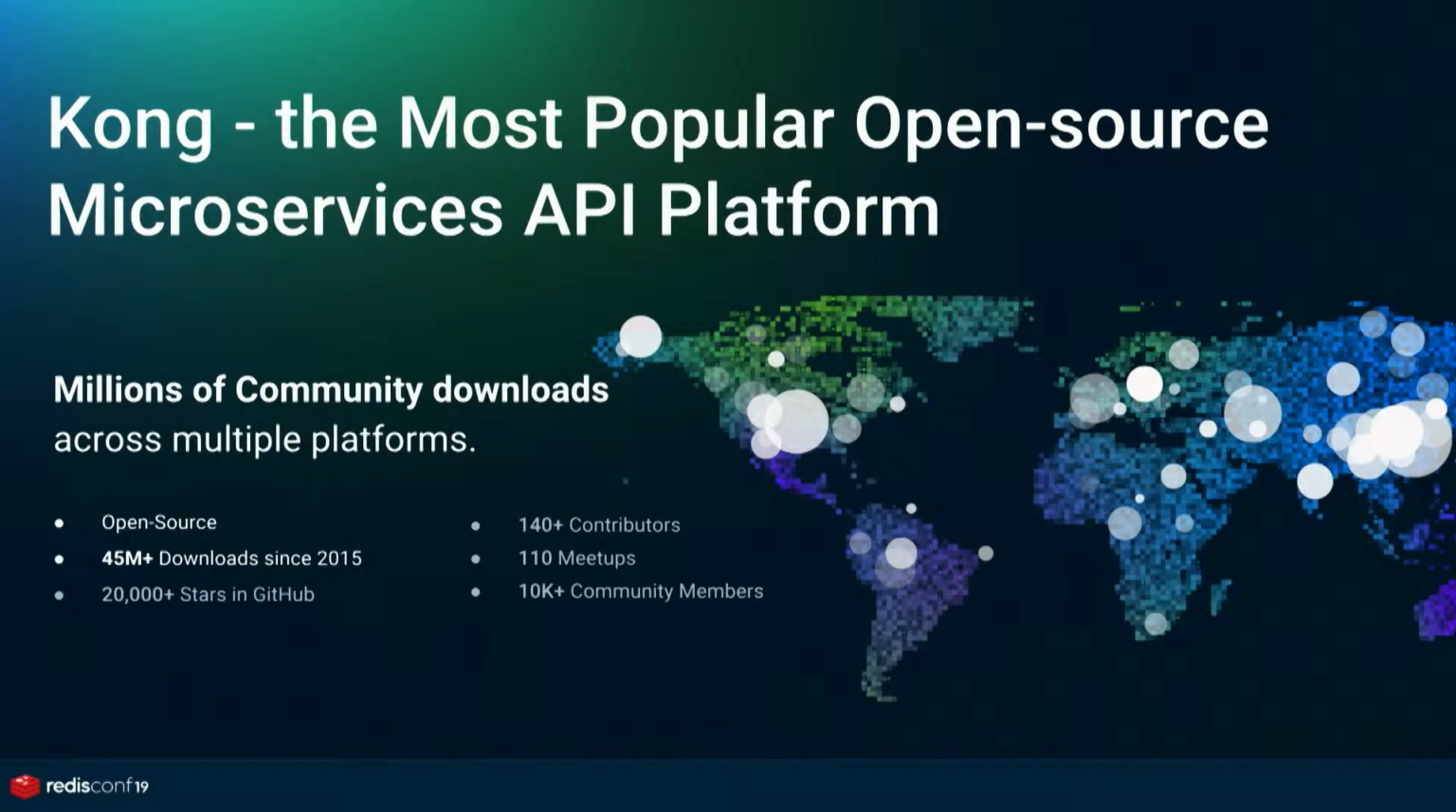Has anyone heard of Kong before? Raise your hand, please. Oh, thanks for the comments here. So what we do is we are the most popular open source microservice API platform. We provide a microservice management tool for the open source community. We now have more than 140 contributors from all around the world, and just last year we got 20,000 stars on GitHub. Right now, we are the most popular project. When you are thinking about using a tool to manage your microservices, think about Kong.